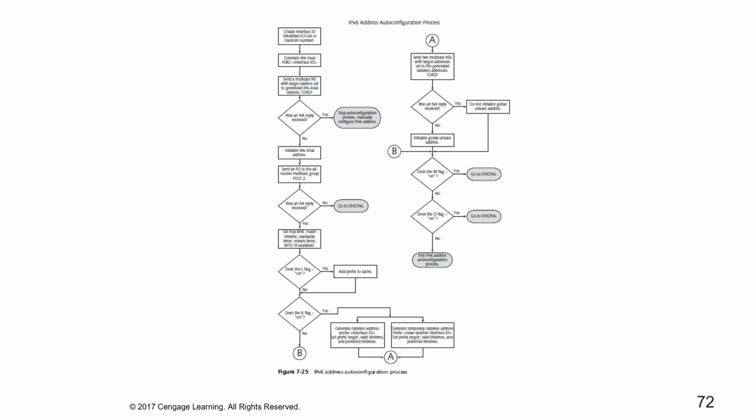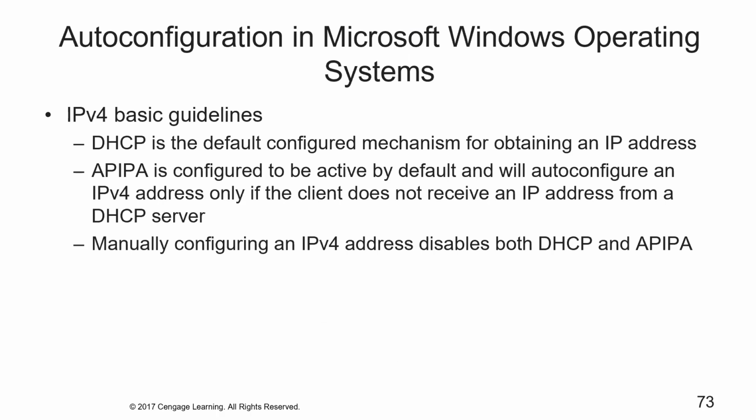Now, when we talk about the autoconfiguration process in Windows, the basic guidelines for IPv4 are that DHCP is the default configured mechanism for obtaining an IP address, and APIPA is configured to be active by default and will autoconfigure an IPv4 address only if the client doesn't receive an IP address from the DHCP server. If you manually configure the address on the machine, both DHCP and APIPA are disabled.